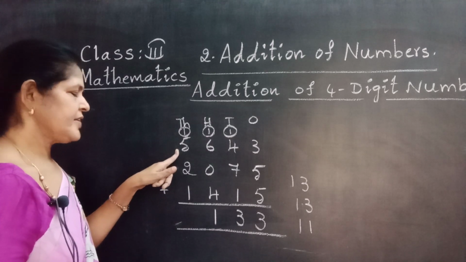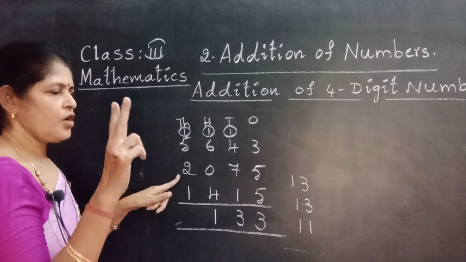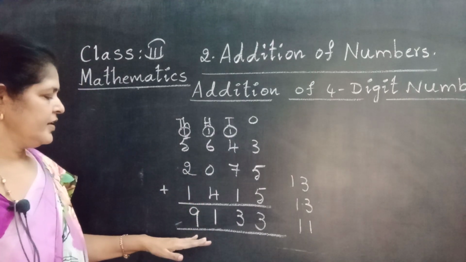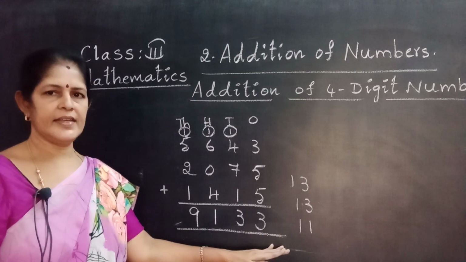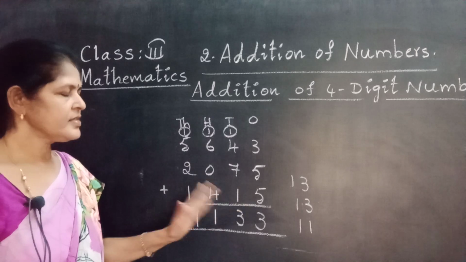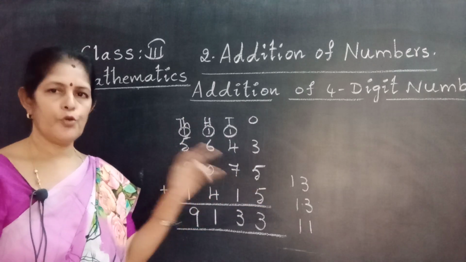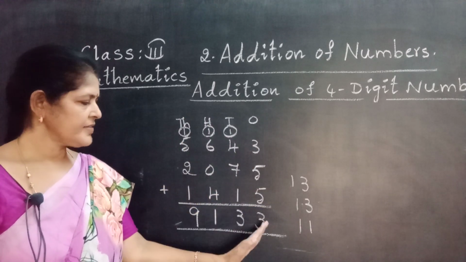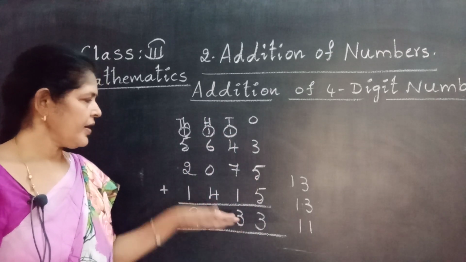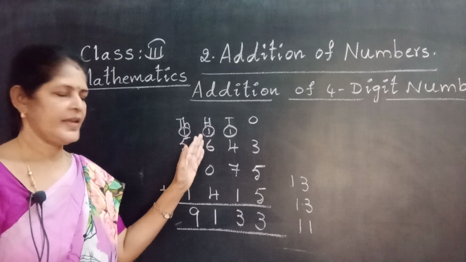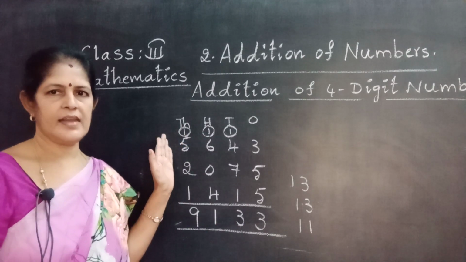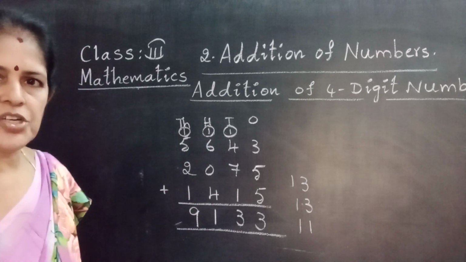1 plus 5, 6. Take 2 fingers, 6 after 7, 8. 8 plus 1, 9. Total is 9,133. This is 4-digit numbers, 3 lines with regrouping. Okay. Ones place number, carry forward to tens place number. Okay. Are you understood?